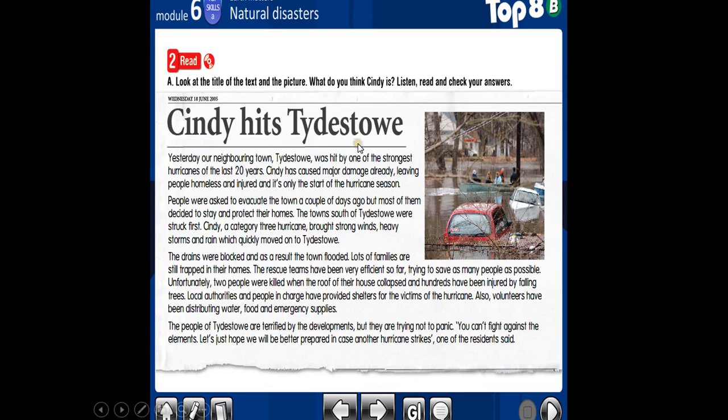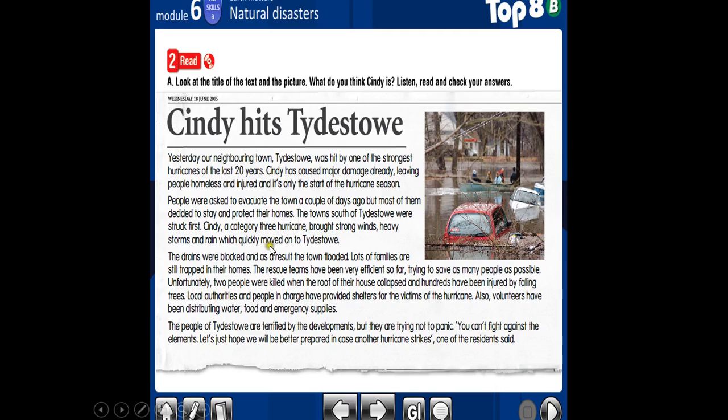Cindy heads to the store yesterday. This is the first paragraph. In brief, the place, the time. Okay, here: Yesterday, our neighboring town, Tidstow, was hit by one of the strongest hurricanes of the last 20 years. Cindy, the name of the hurricane, has caused major damage already, leaving people homeless and injured, and it's only the start of the hurricane season. Here, the first paragraph mentioned the place, the timing, and a short idea about the damage or the injuries.